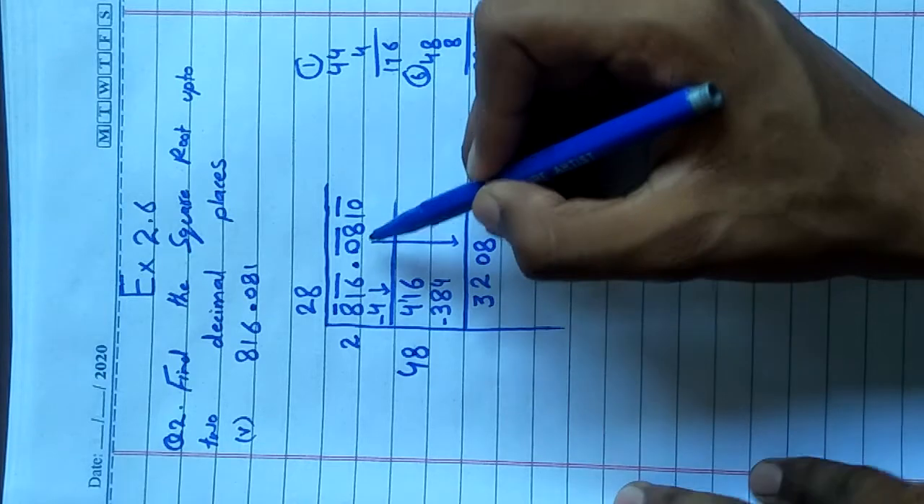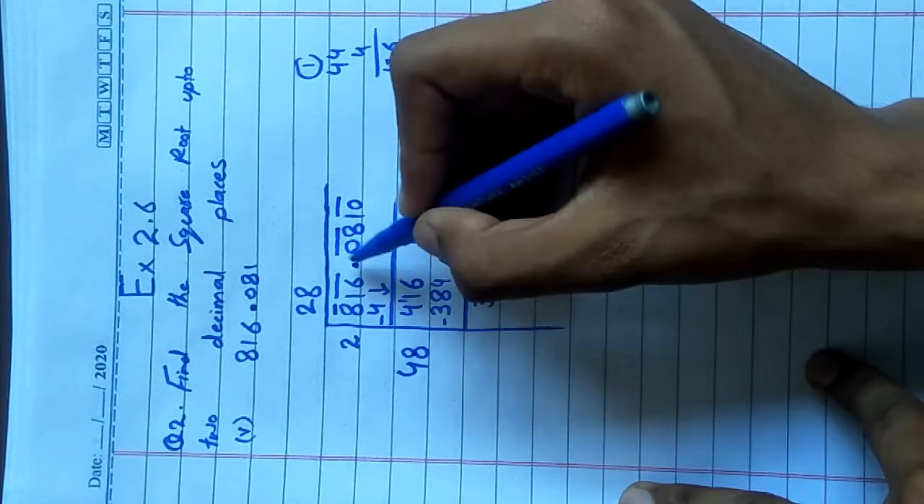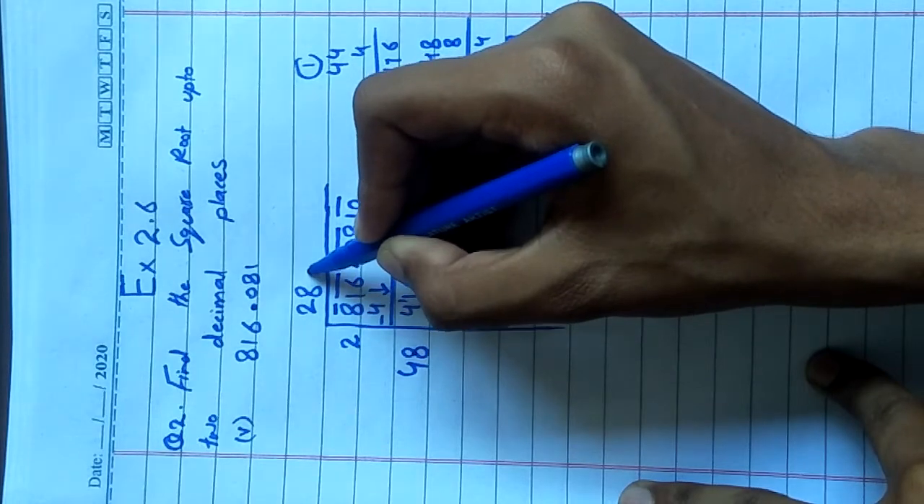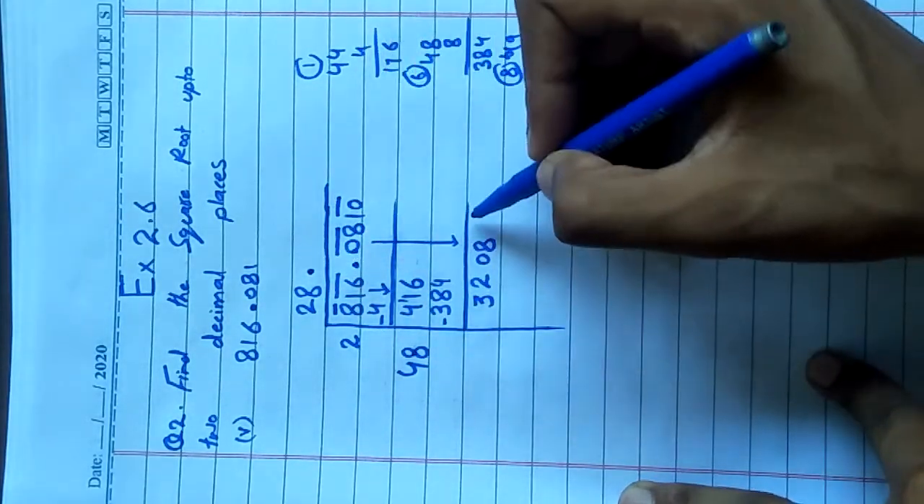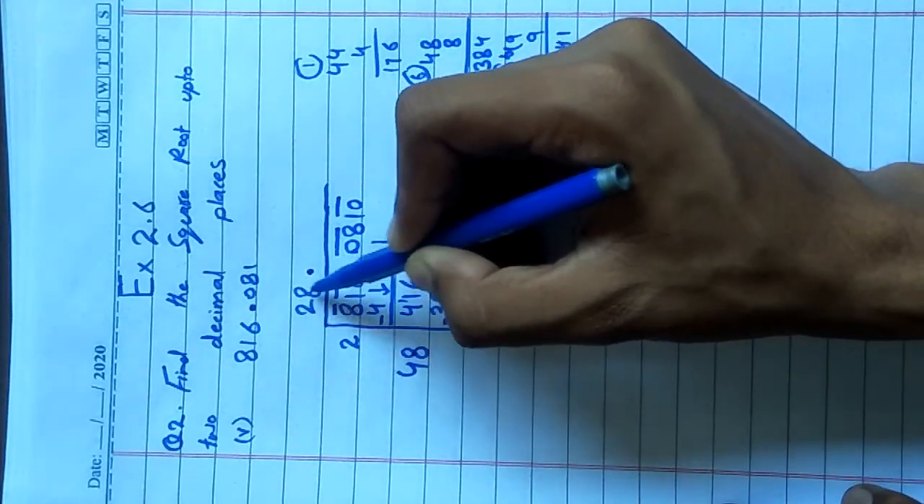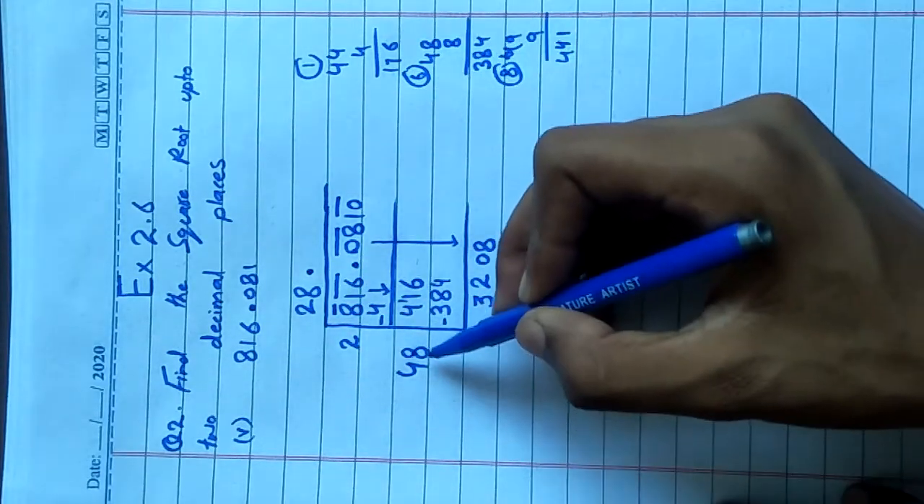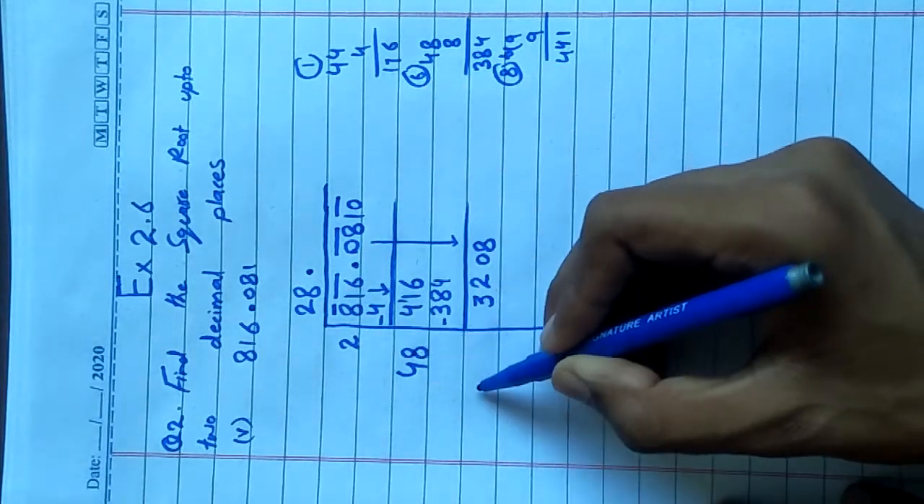But if you see that this pair comes after the decimal point, so put this decimal point over here in the quotient also. Okay, now bring down this pair. The last quotient digit you have multiplied, 8, add this value, becomes 56.